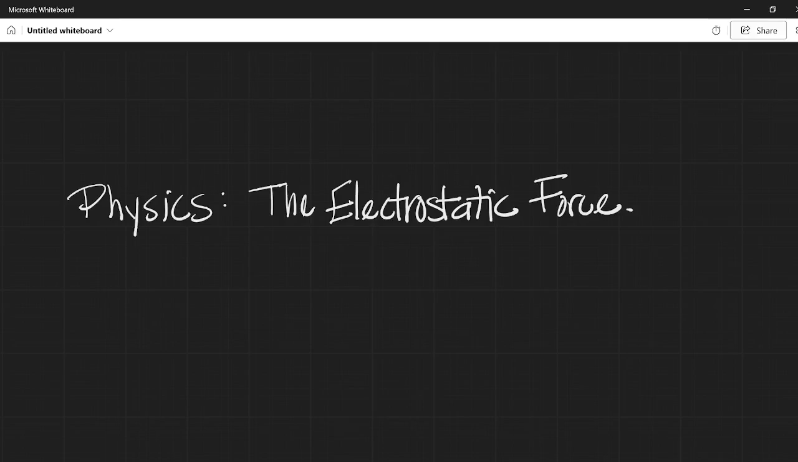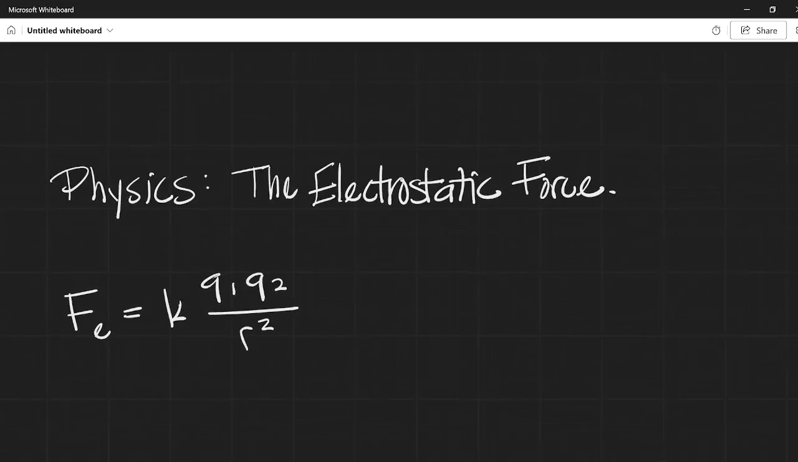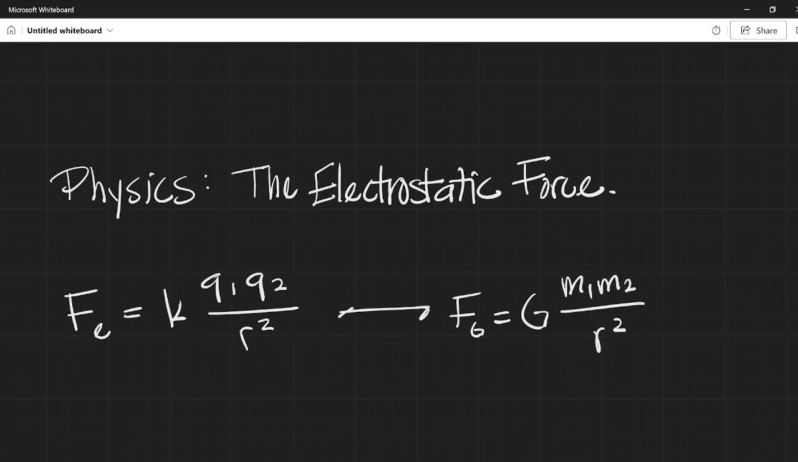Hello, welcome to a continuation on our discussion about the electrostatic force. In the previous video on this topic, we talked about the electric force equation, which is this right here, just some constant multiplied by the product of two charges and divided by the square of the distance between them. And we drew a comparison between the electric force and the gravitational force, noting that there were some similarities in the structure of the equation.